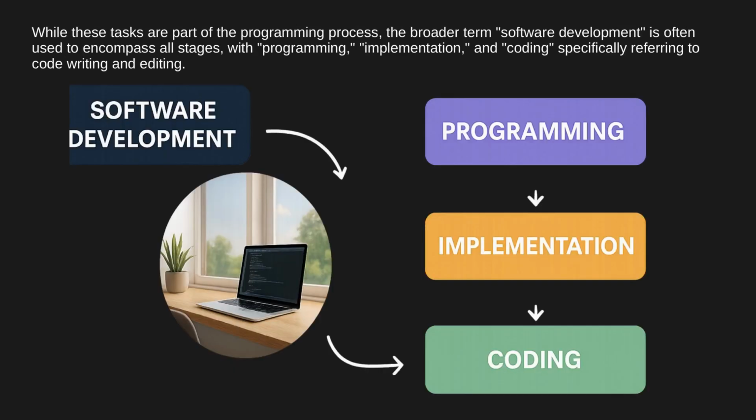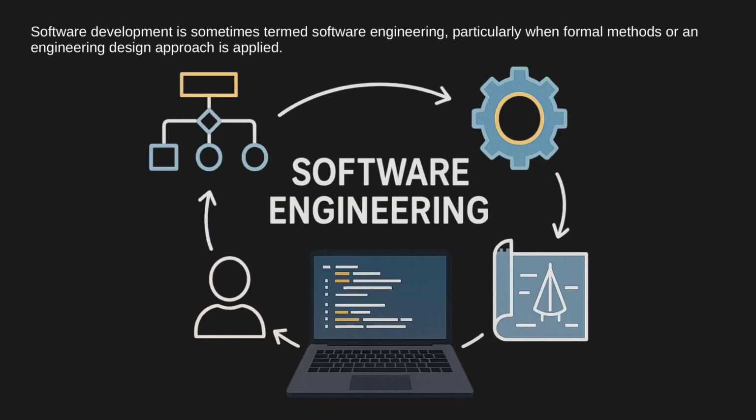While these tasks are part of the programming process, the broader term software development is often used to encompass all stages, with programming, implementation, and coding specifically referring to code writing and editing. Software development is sometimes termed software engineering, particularly when formal methods or an engineering design approach is applied.